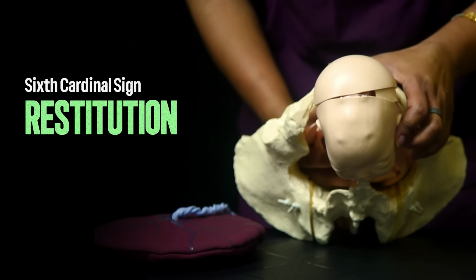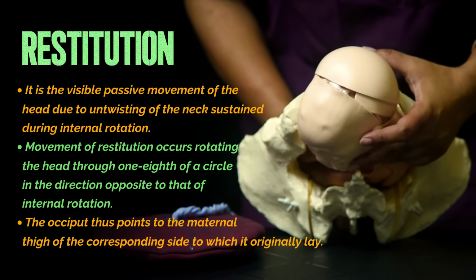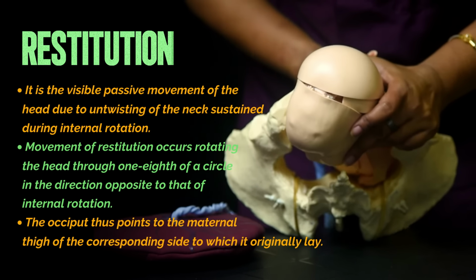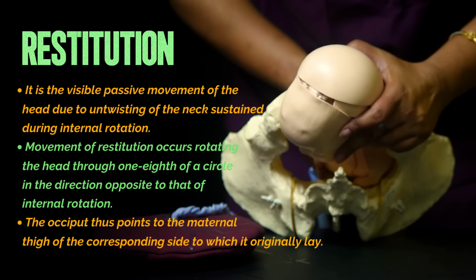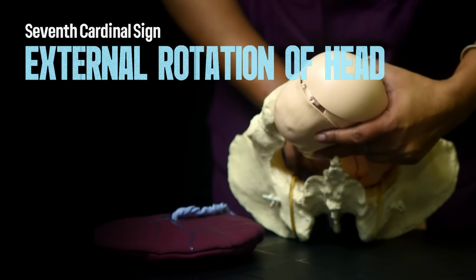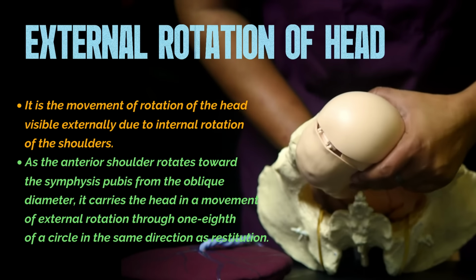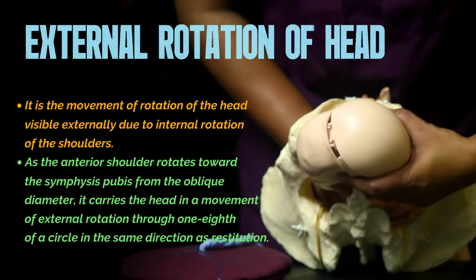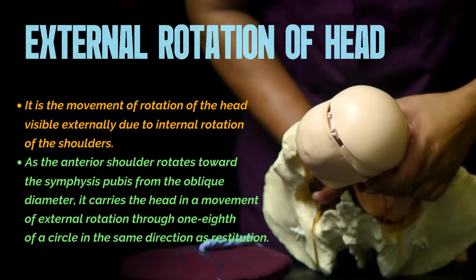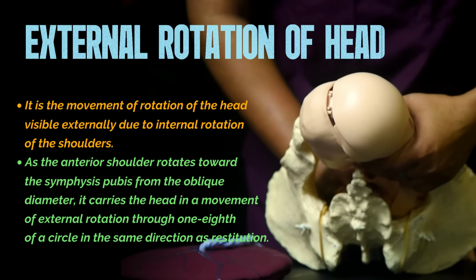Now restitution. So this is the visible passive movement of the fetal head, and this is due to the untwisting of the neck. So here the neck is getting untwisted and we can see the restitution. Okay, and then there is an external rotation of the head, it rotates to face the left medial thigh of the mother. So again the baby's head is getting moved and you can see the baby faces the maternal thigh.